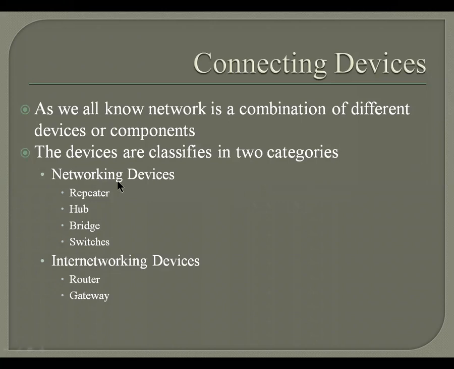Generally there are two main categories of networking devices, connecting devices. The very first category is networking devices. In networking devices, all the simple devices come, like a repeater, hub, bridge, switches, then cables and Ethernet, etc. But in internetworking devices, there are one or two main devices available, named router and gateway. Let's start one by one.